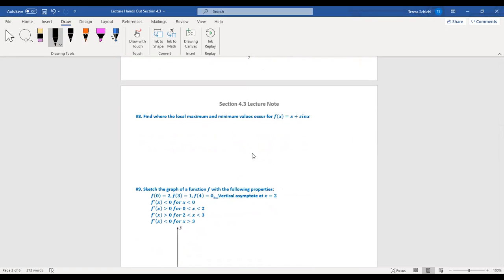They say find the local maxima and minimum value for f of x equal to x plus sine x. Okay, let's take a look at the f prime x here. The f prime x will be just 1 plus cosine x. Now you immediately recognize the cosine x is always between -1 and 1, am I right? So 1 plus cosine x will be always less than 2 and greater than what? Greater than 0.